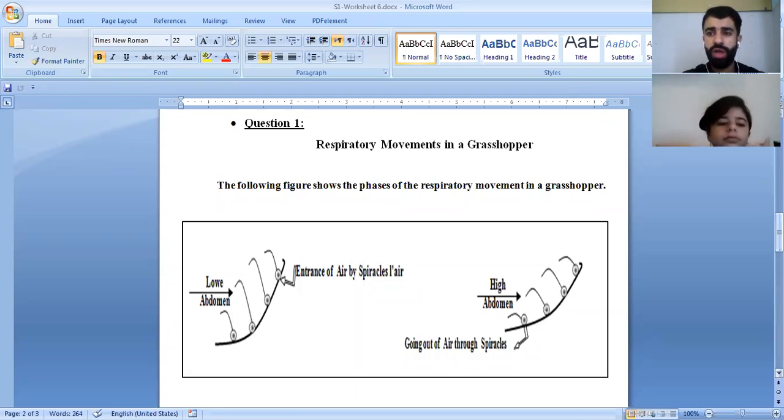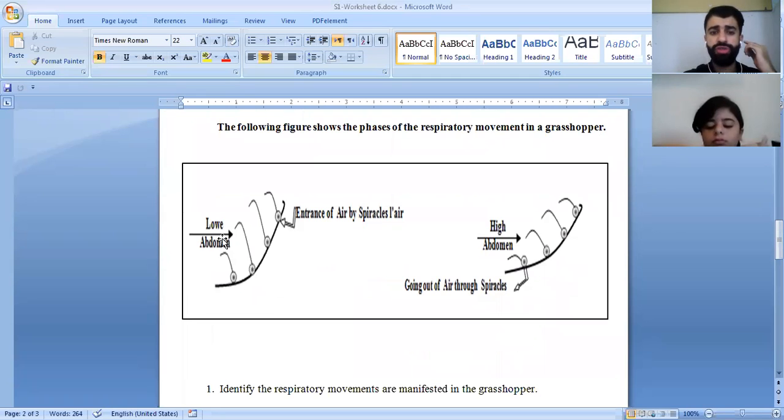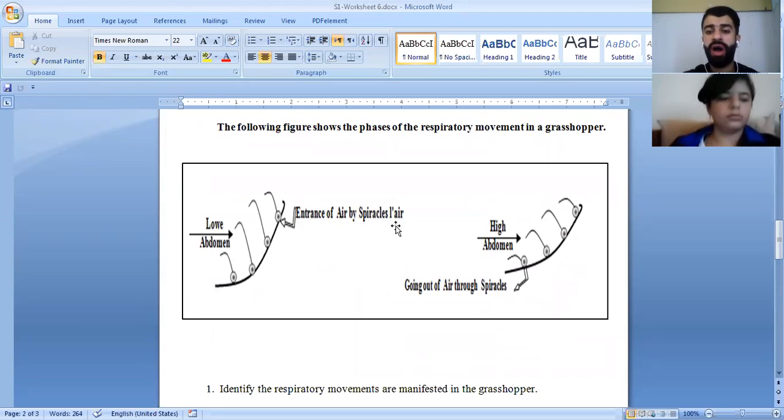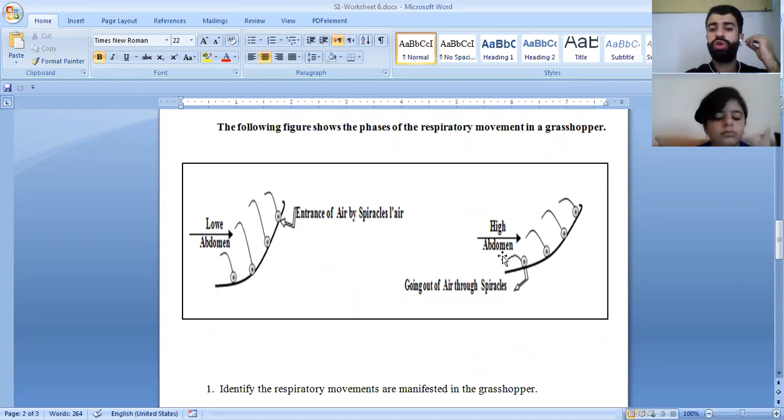Here, first of all, we have the two figures showing the respiratory movements in the grasshopper. So here the abdomen is lowered, so entrance of air by spiracles. Okay? And here we have higher abdomen. The abdomen is raised. So going out of air through the spiracles.